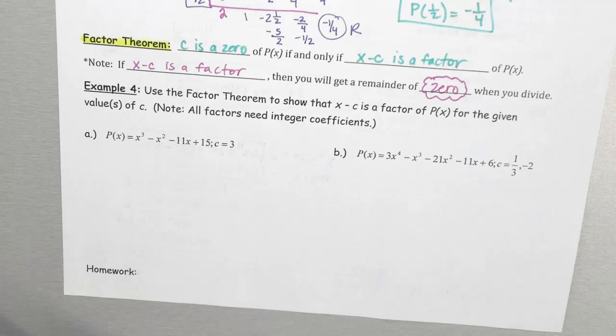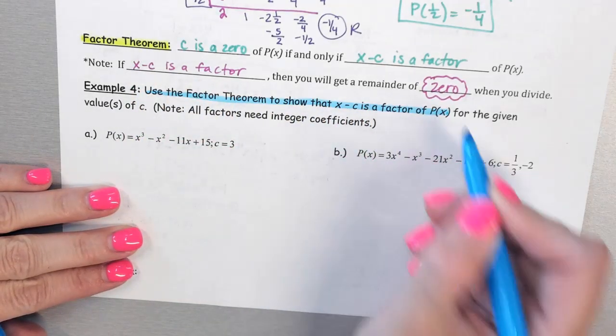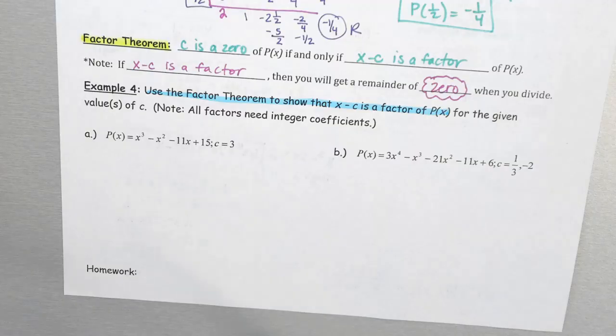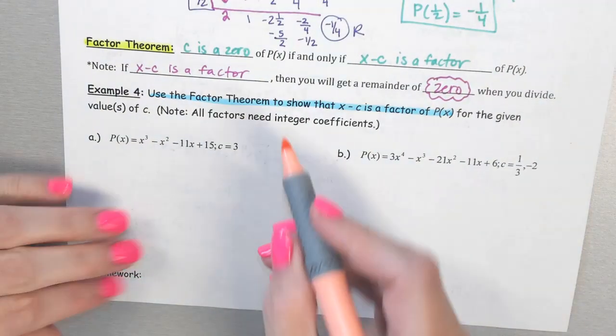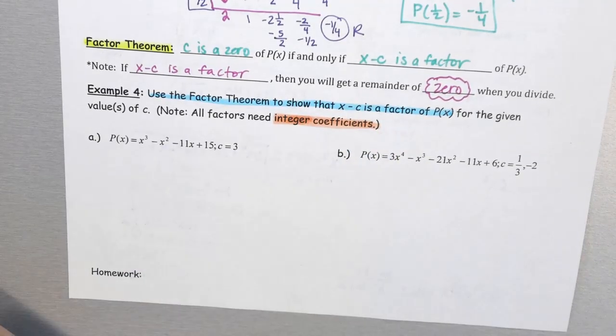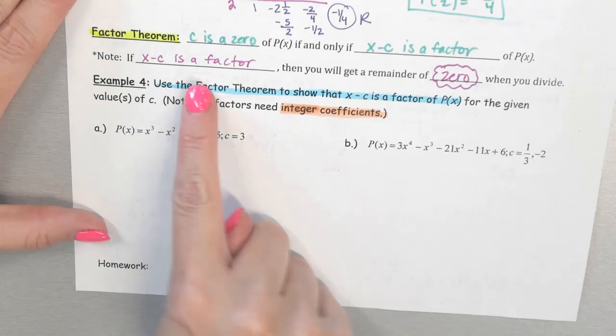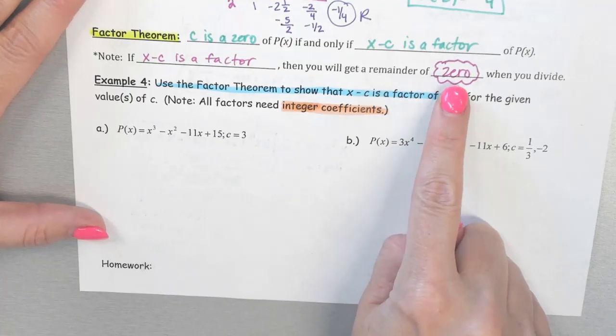Okay, so this says use the factor theorem to show that X minus C is a factor of P of X for the given values. And just note that all of your factors need integer coefficients. So integers are positive and negative whole numbers. When you're using this factor theorem, you are going to show that the remainder is 0 when you use synthetic division.